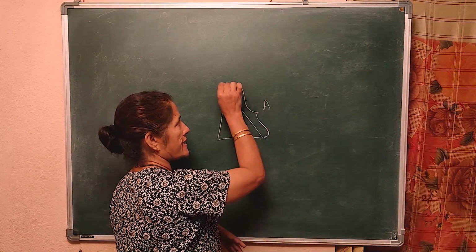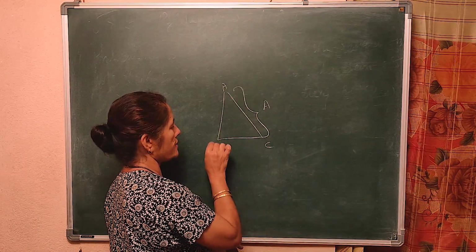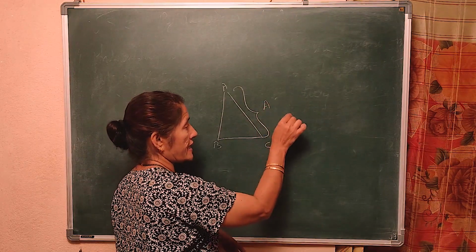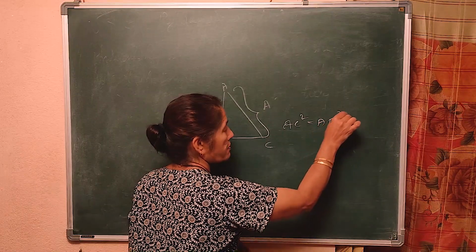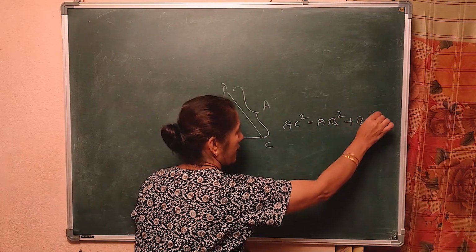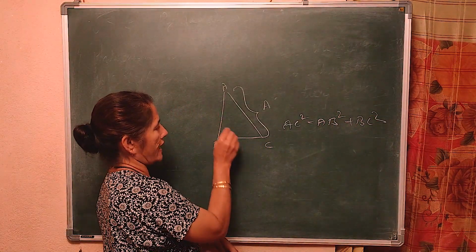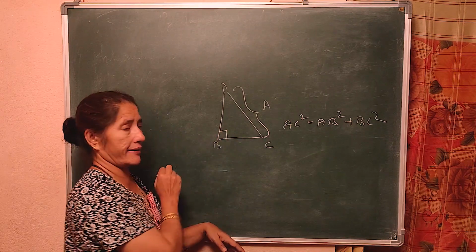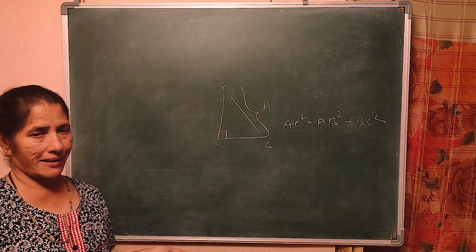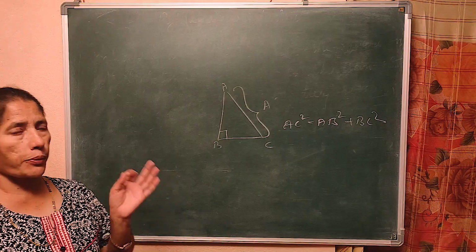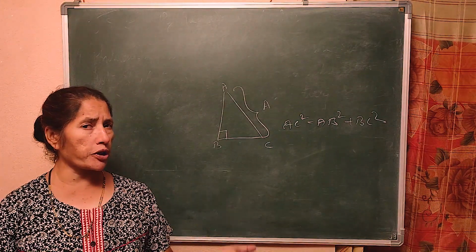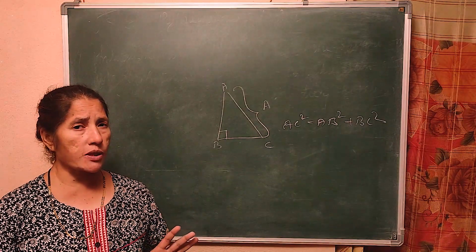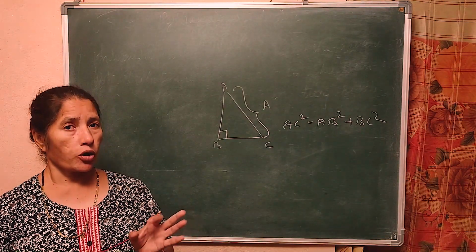If this is AC and this is B, and AC square is equal to AB square plus BC square, then those two sides contain a right angle. That is called the converse. Understand? So, Pythagoras theorem says in a right angle triangle, the square on the hypotenuse is equal to the sum of the squares of the other two sides.